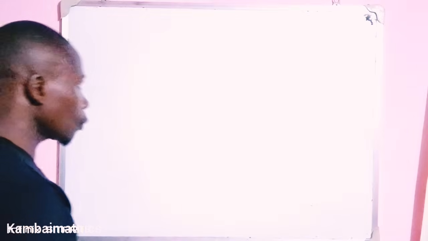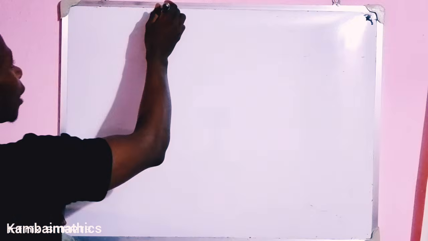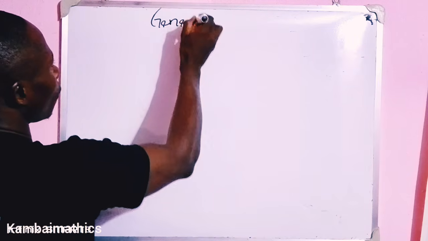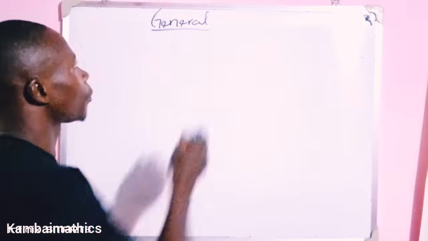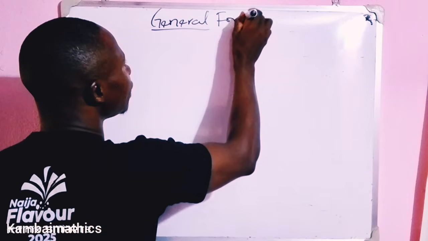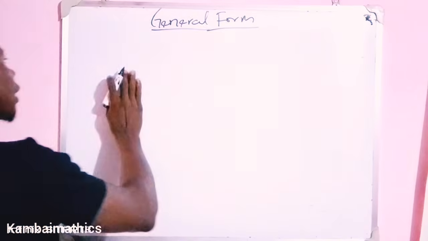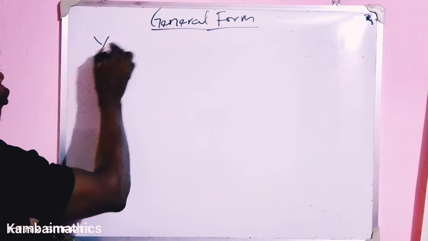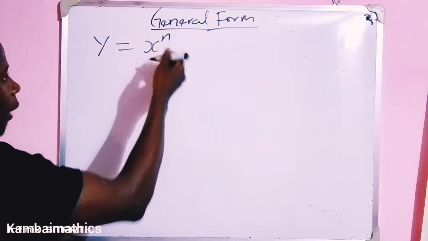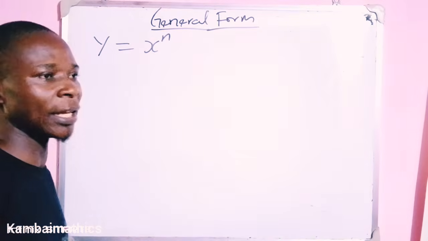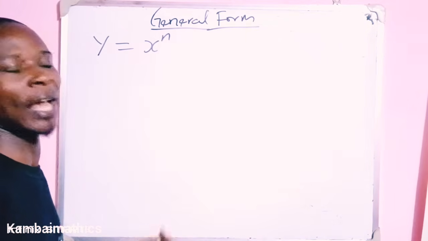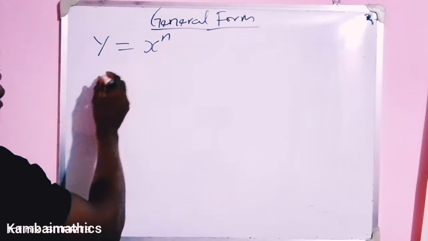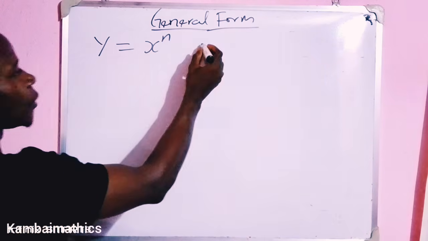Alright, so the next one is the general form. The general form, which will be able to solve problems, will be able to make it easier than the other one. The general form, say you have a function y equals x raised to the power of n, where n is any integer. You can assume any value from 0 or from minus any number to any kind of number. So in this one here, when you have to differentiate, the difference in this case is dy dx.